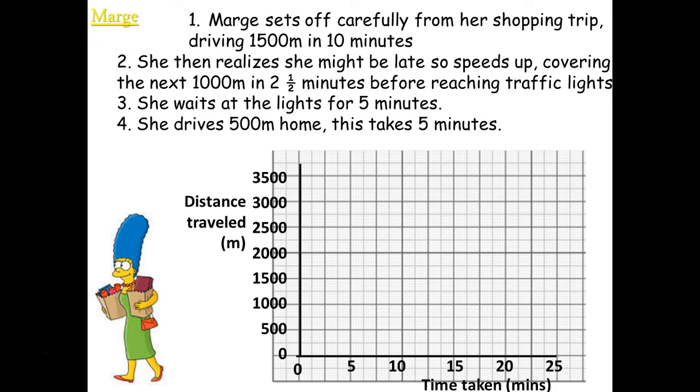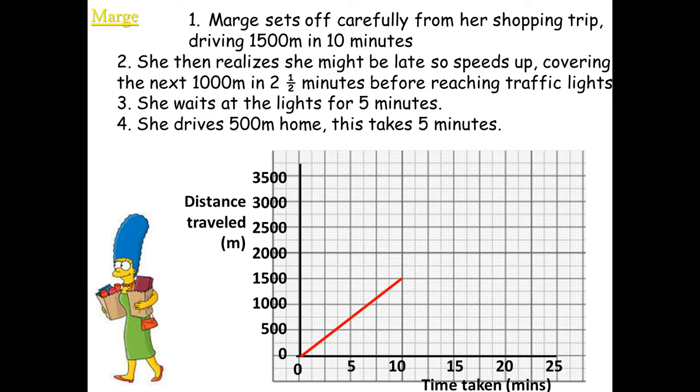Here's another one about Marge. So Marge has to go shopping. She's driving 1,500 meters in 10 minutes. So we see that the scale is quite different here, right? Look at it, it's much higher. It goes up all the way to 3,500 meters. So you have to adjust your scale for each distance time graph you make. We see that in 10 minutes it goes up 1,500 meters.